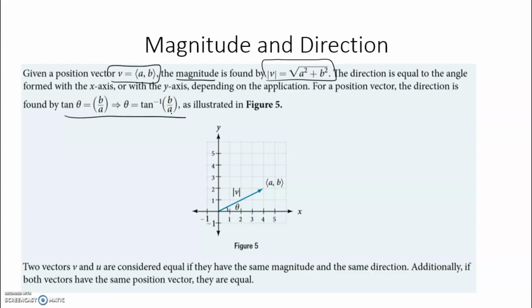By the way, two vectors v and u are considered equal if they have the exact same magnitude and the exact same direction. Additionally, if both vectors have the same position vector, they're also equal.